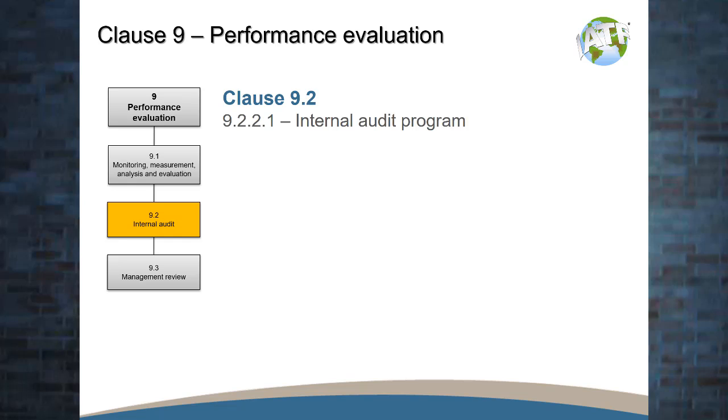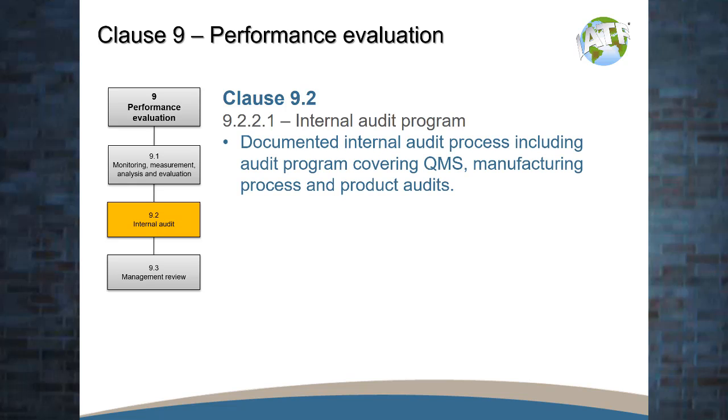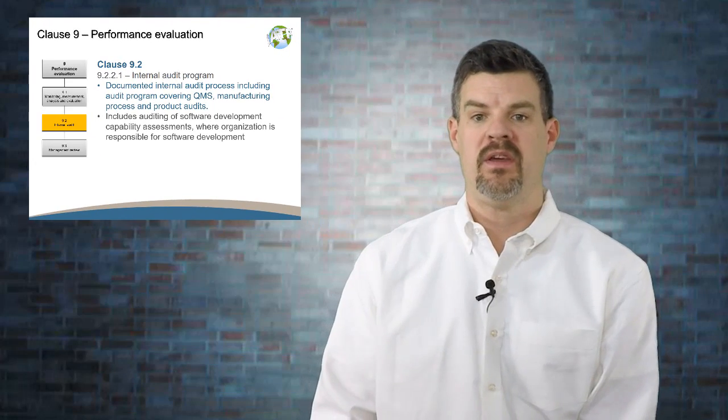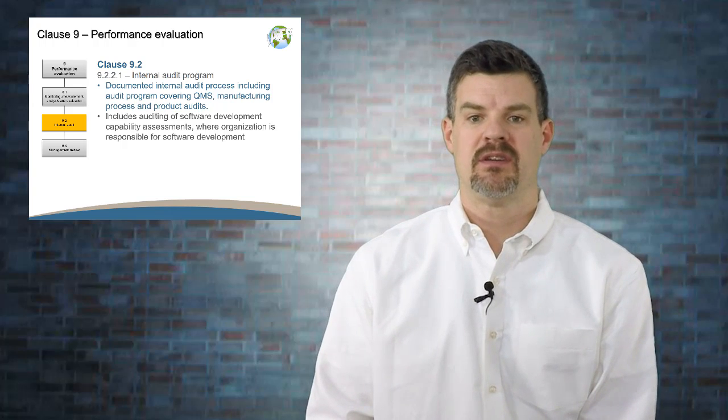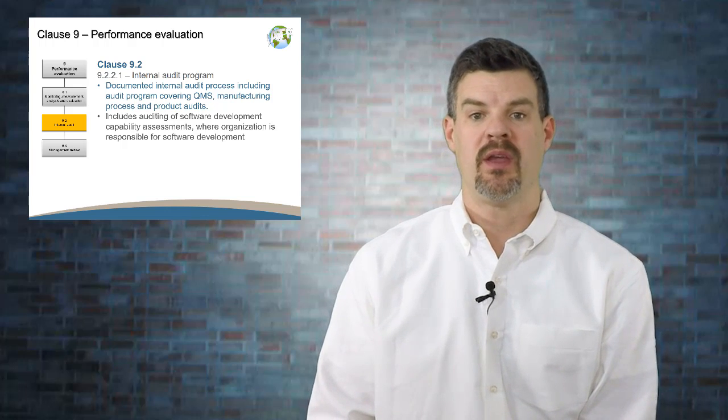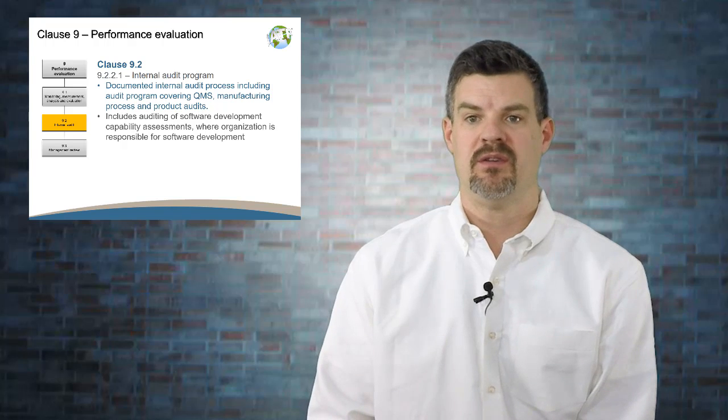Clause 9.2, specifically 9.2.2.1, internal audit program. Quite a few add-ons here. You have to have a documented internal audit process, including an audit program that covers QMS, manufacturing process, and product audits, so nothing really new there. But this includes auditing of software development capability assessments, where the organization is responsible for software development. So if software development is within the scope of your QMS, there's quite a bit of competency bulking up that you have to do as it relates to this new release of the automotive standard.